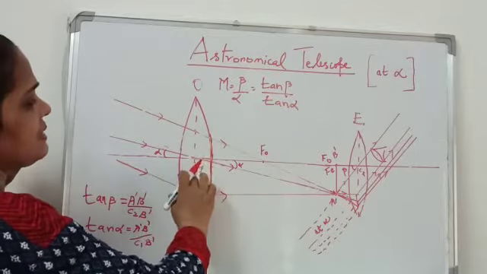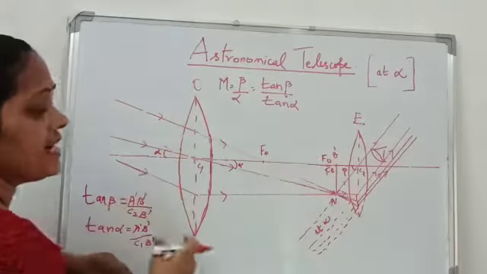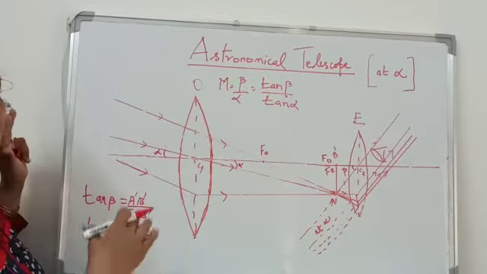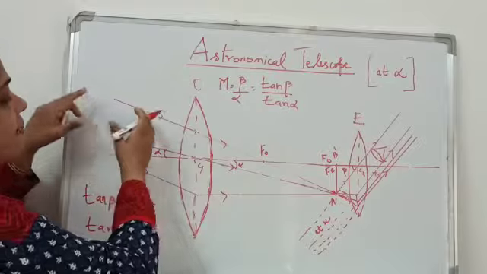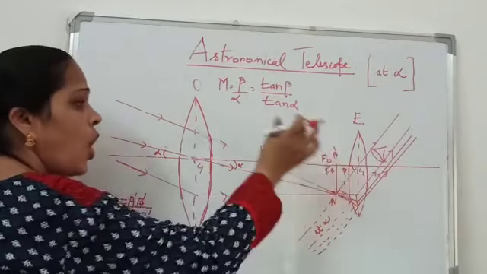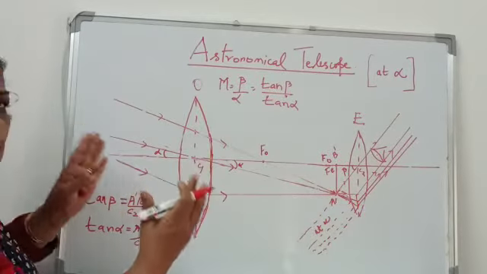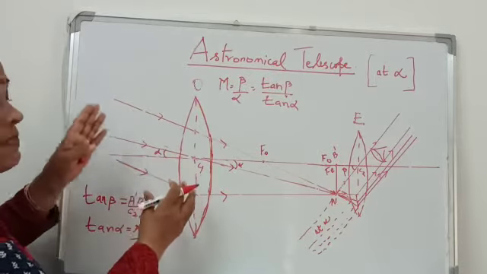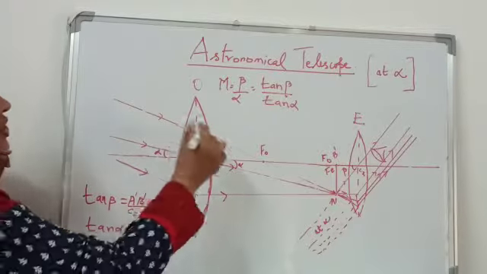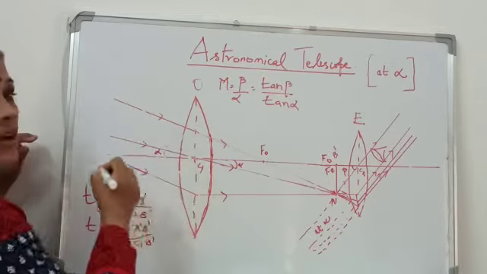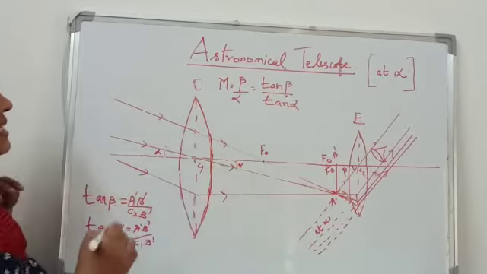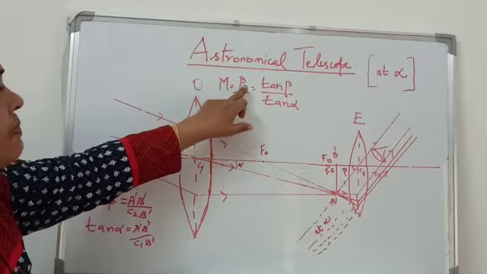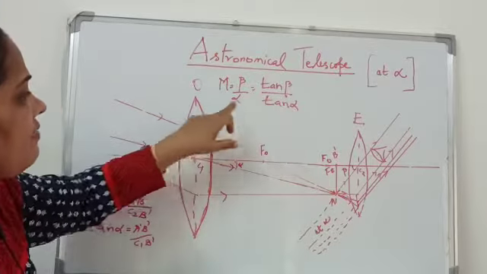But the distance between these two lenses is very small compared to the distance of the object from the telescope. So it doesn't matter if the angle is subtended at the objective lens or the eye lens. The distance between them is very small compared to the number of light years, which is the distance between the object and the telescope. So I have marked this angle as alpha. By vertically opposite angles, this is also alpha. Now to calculate the magnifying power, since the angles are small, tan beta is beta and tan alpha is alpha.